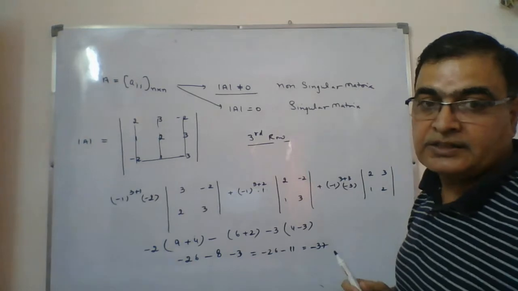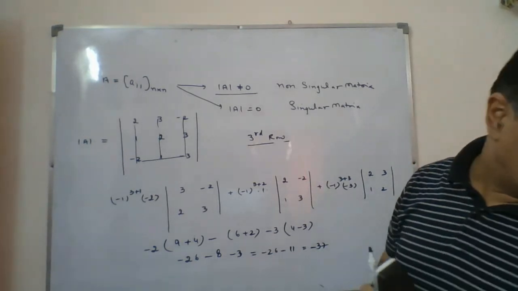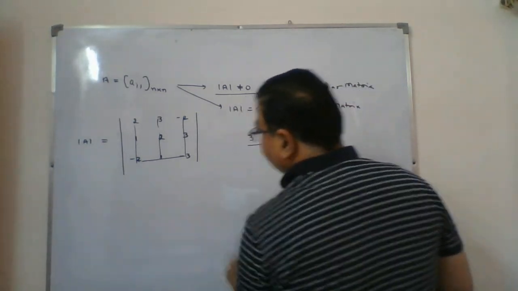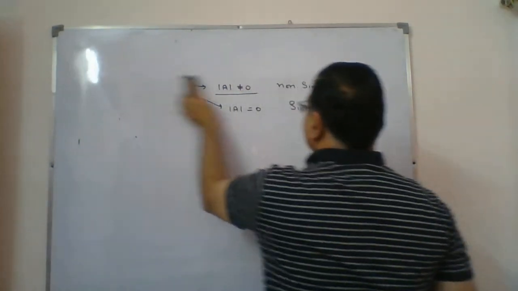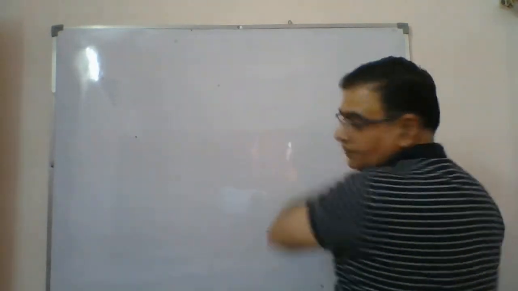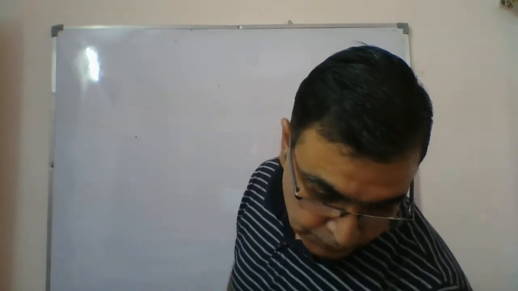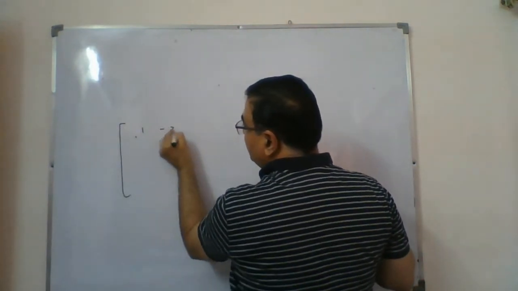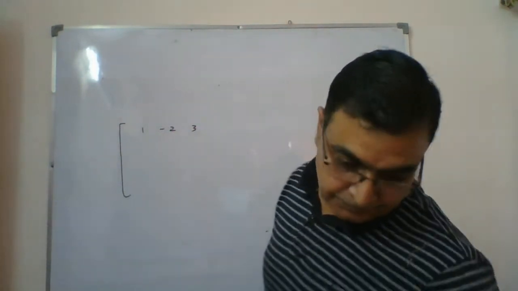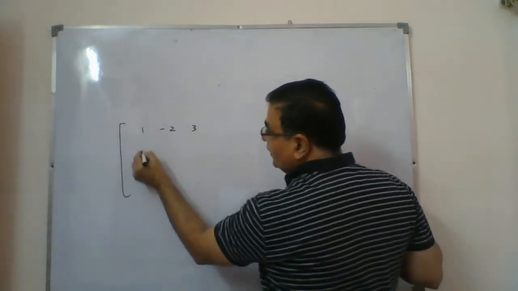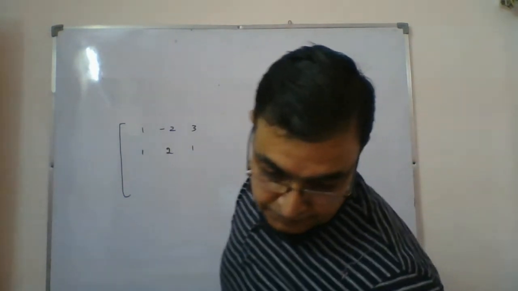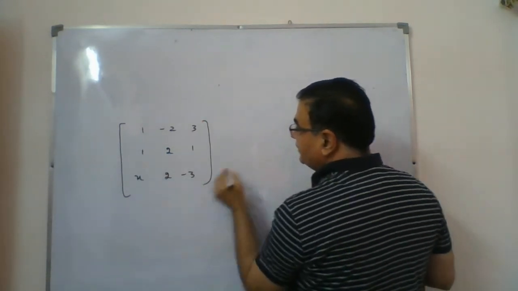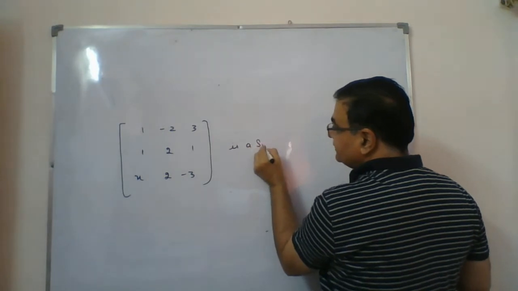On this also they can ask one more question. In this, one more question they can ask. Just note here. If one matrix is given to you, and that matrix is 1 minus 2 and 3, 1 2 and 1, x 2 and minus 3, is a singular matrix.